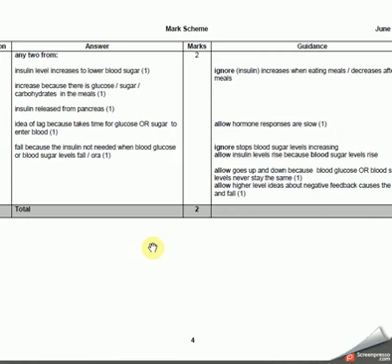So any two from: insulin levels increase to lower blood sugar, blood sugar increases because there's glucose, insulin release from the pancreas, idea of lag time.